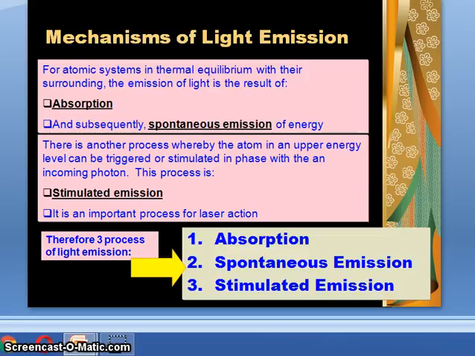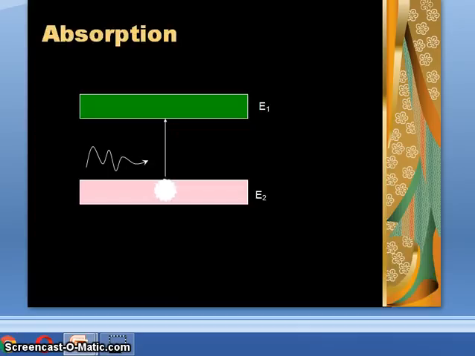There is another process whereby the atom in an upper energy level can be triggered or stimulated in phase with an incoming photon. This process is stimulated emission. It is an important process for laser action. Therefore, there are three processes of light emission. One is absorption, second is spontaneous emission, third is stimulated emission.